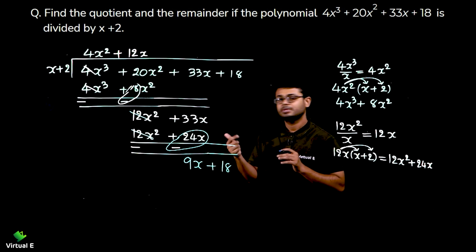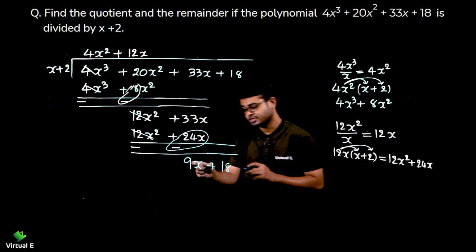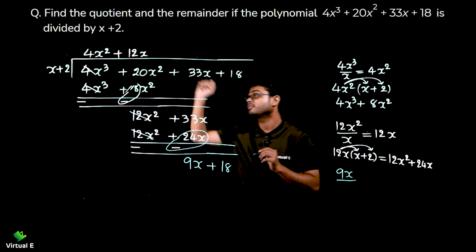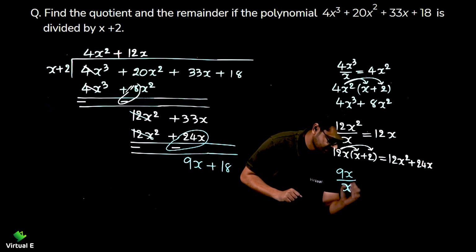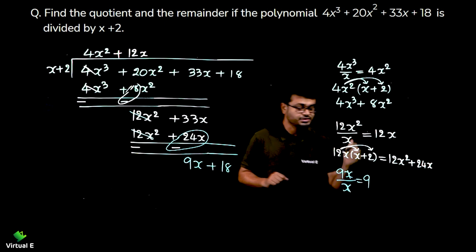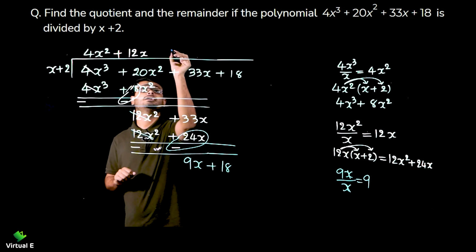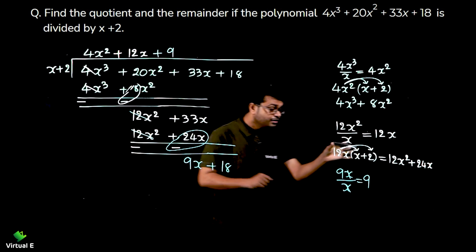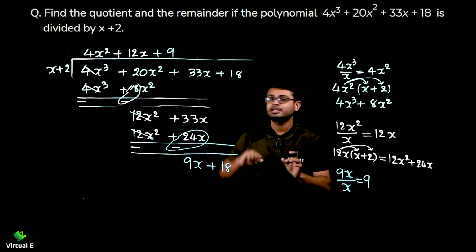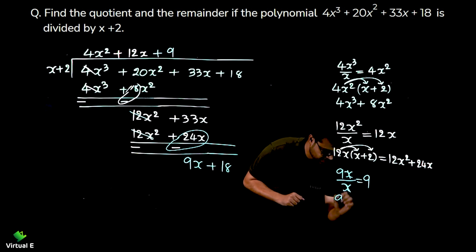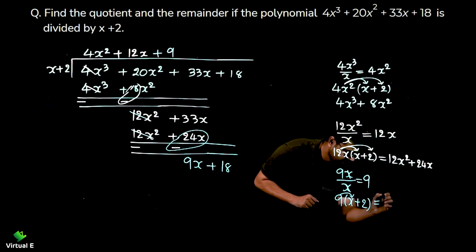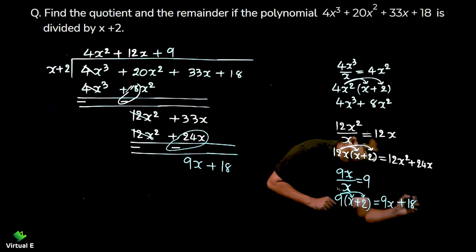Now the first step, again we are supposed to repeat. So first term here, that is 9x, divide by first term of the divisor, that is x. X will get cancelled, so 9 it is. The same 9, where are we going to write? Into the quotient. If no sign, then positive. Now with this same term, we are going to multiply the divisor. So here let's write 9 into x plus 2. 9 into x will give you 9x. 9 into 2 will give you plus 18, right?